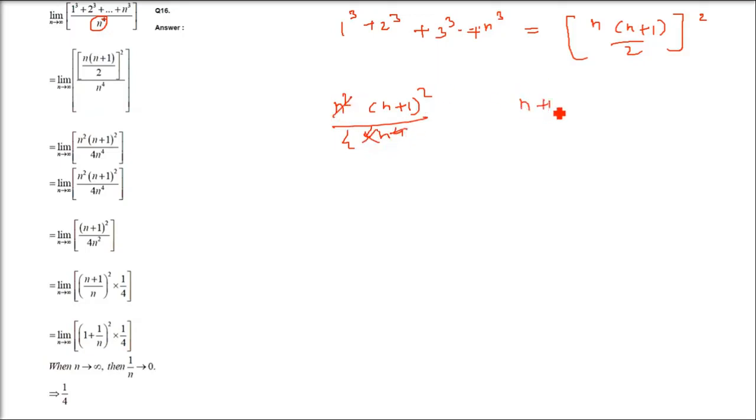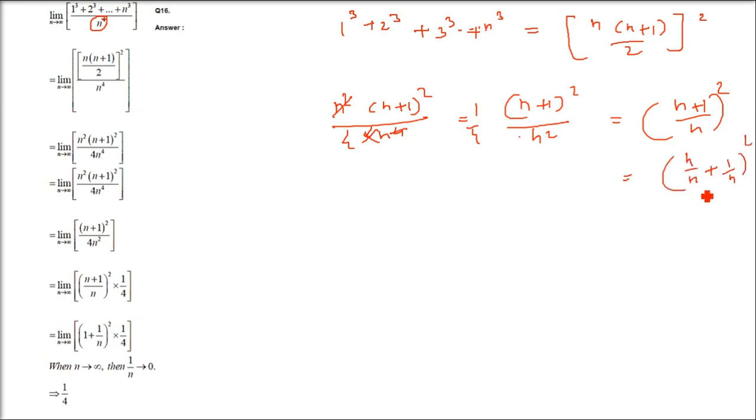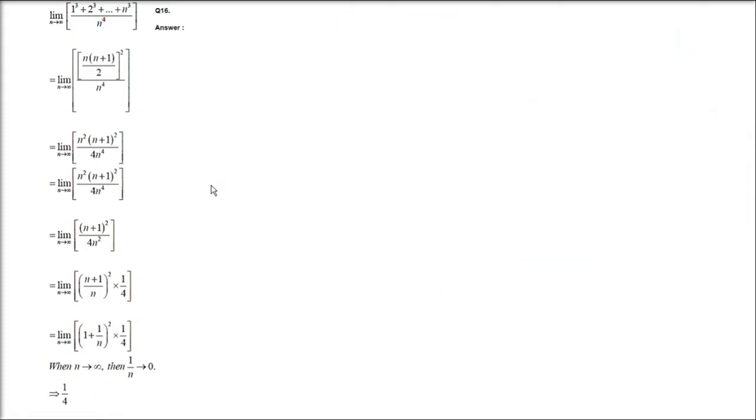So just cancel this n square with n to the power 4, and keep 1 by 4 separate. Then (n plus 1) whole square by n square, you can write it as ((n plus 1) by n) whole square. So you just combined it. This is n by n, that is 1 plus 1 by n. Now just apply the limit. 1 by n, with n going to infinity, will be 0. 1 square will remain, and the 1 by 4 was already there. So 1 by 4 is going to be the answer.